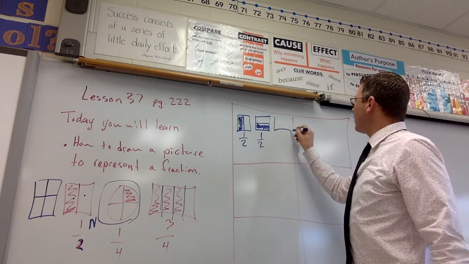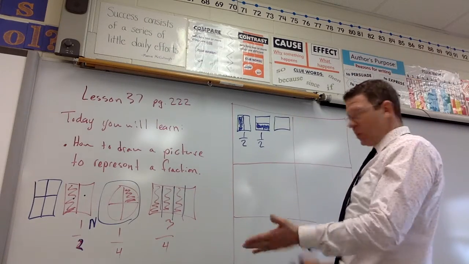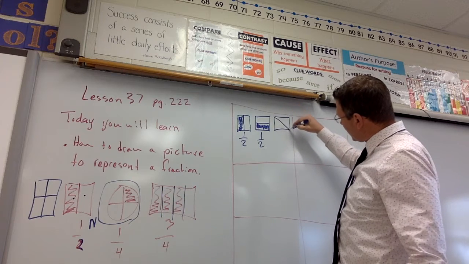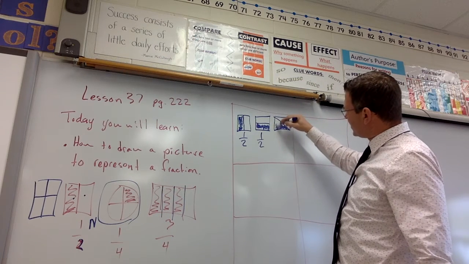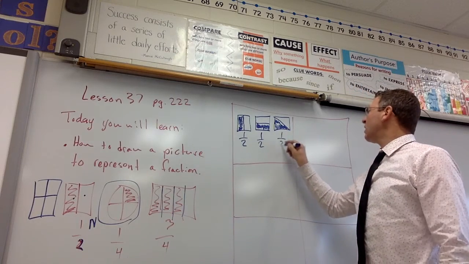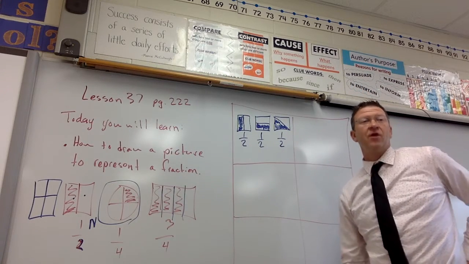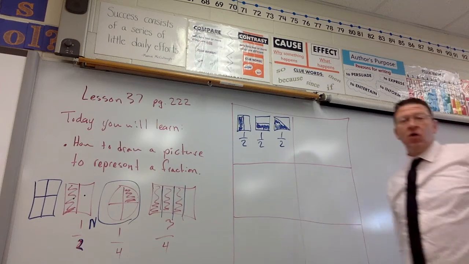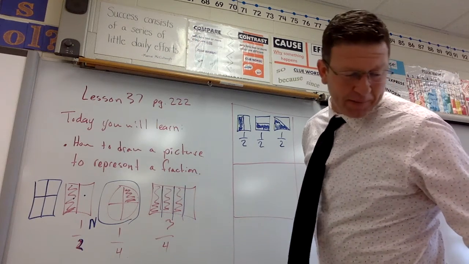The third way you can do a square is with an oblique line. Cut it from one corner to the other corner. Look at all the parts. They're all equal, or pretty good, because my drawings aren't perfect. And I shade 1 of 2, 1/2. 3 different ways of making 1/2 with a square.